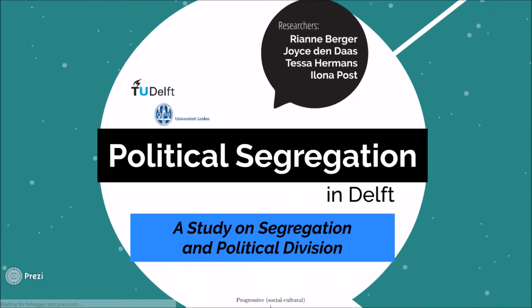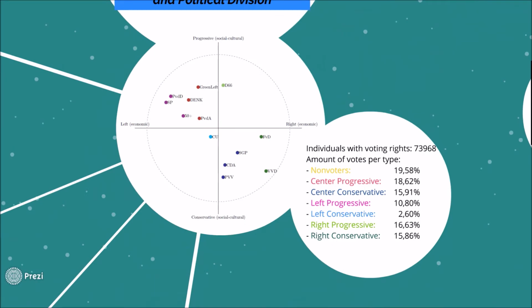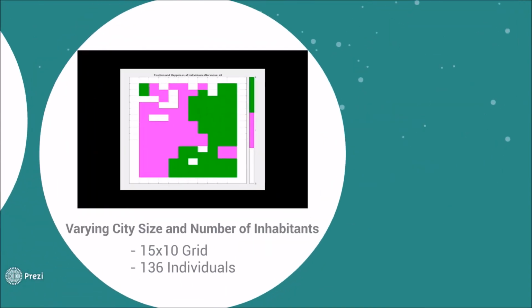The Dutch politics consists of many parties, but we decided to observe the 13 biggest and divide them into 6 groups, plus a non-voters group. Here we show you the amount of votes and the different types. For this situation, we had to increase the size of the city and increase the number of inhabitants. We show you this variation on the model in an animation.